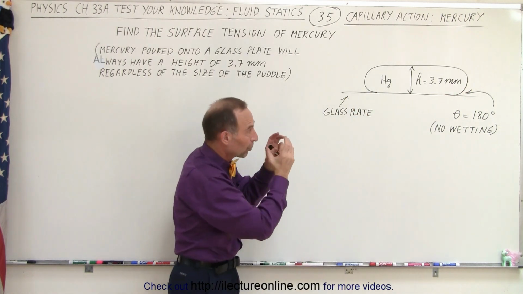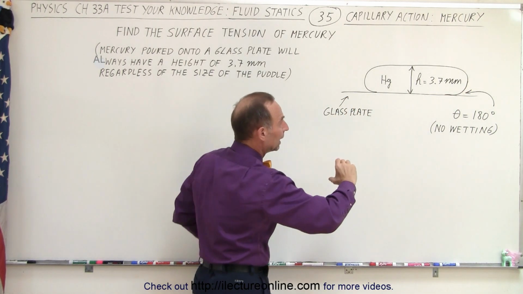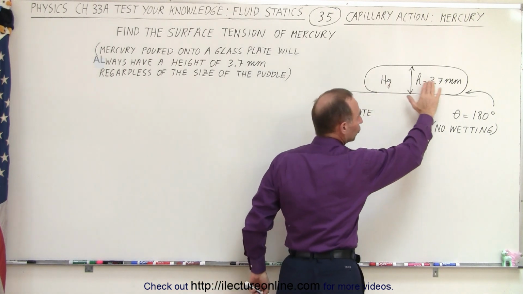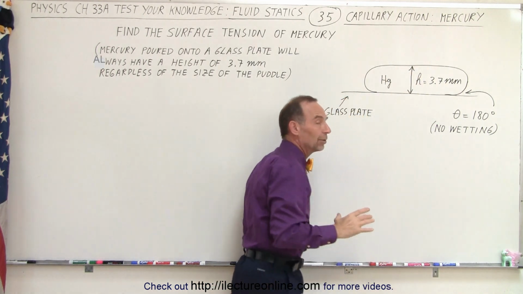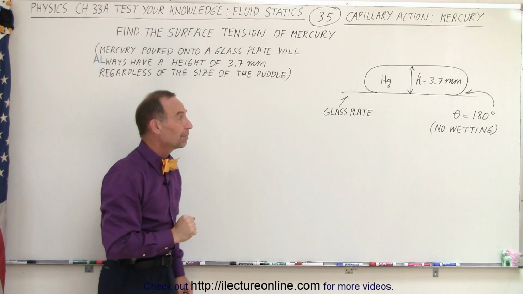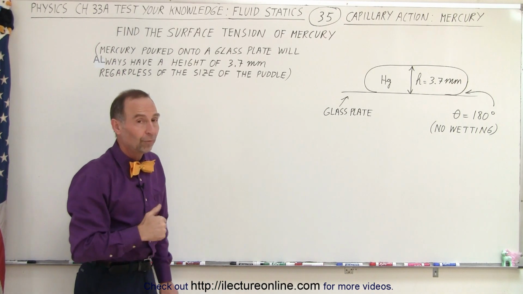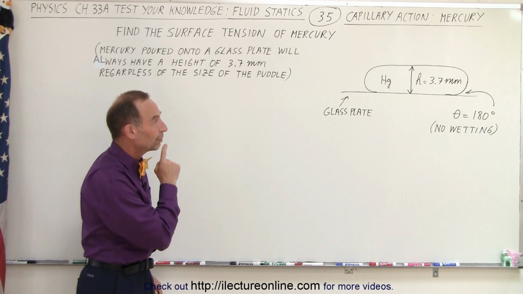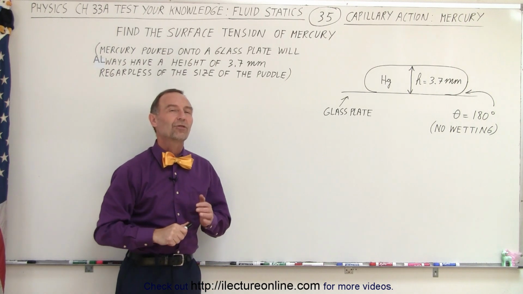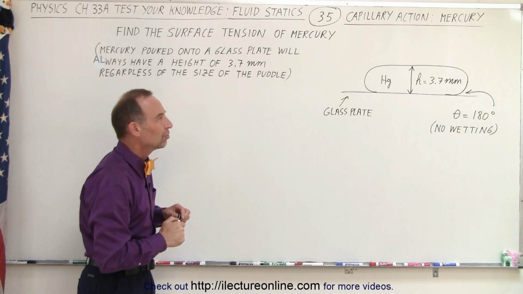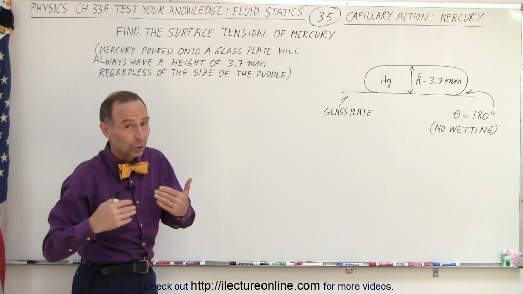Now that causes the mercury to well up into a puddle, and it turns out that no matter how large you make the puddle, the depth of the puddle is always equal to about 3.7 millimeters. So from that information, we should be able to figure out what the surface tension of mercury is. So let's go ahead and try to figure that out, but of course you need an equation.